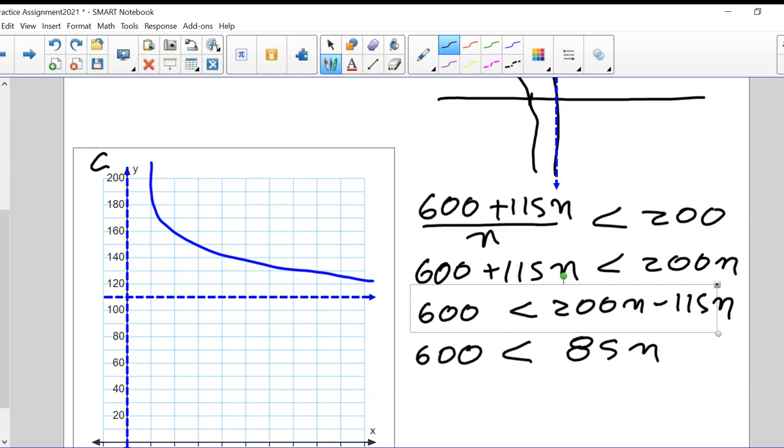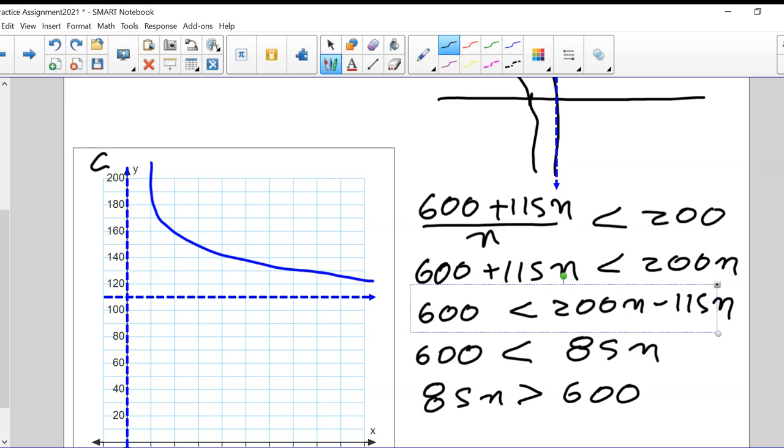And just remember that you can always switch around the two sides of an inequality. So I can write this the other way. I could say 85n, the only thing is, if I'm switching the inequality around, I have to switch around the direction of the inequality: 85n is greater than 600.